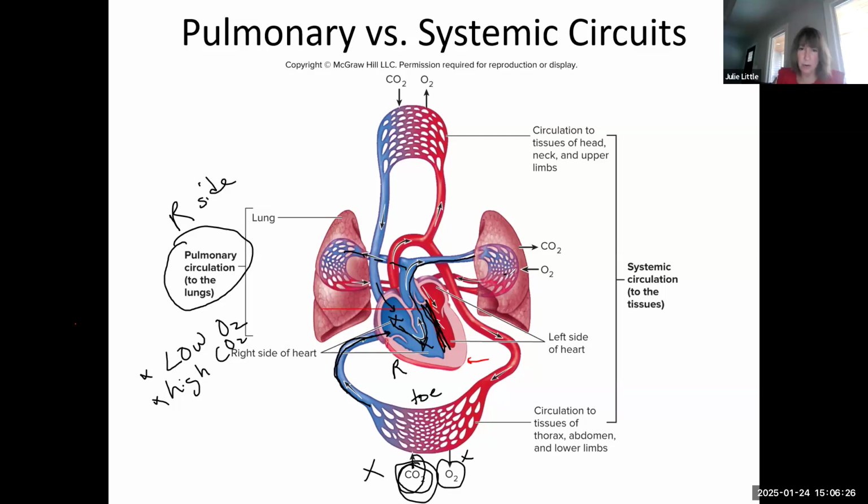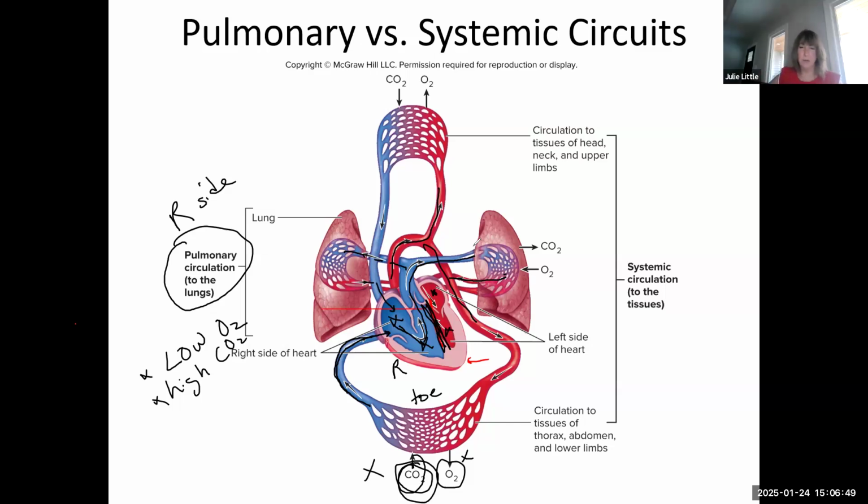And notice when we're coming from the lungs on both sides, we're entering in to the left side of the heart, the top of the heart. It's called the atrium. It's going to go down to the ventricle, and then that's going to be pumped out to the body. So in the pulmonary circuit, we're sending blood to the lungs to pick up oxygen, get rid of carbon dioxide, and go back to the left side of the heart.